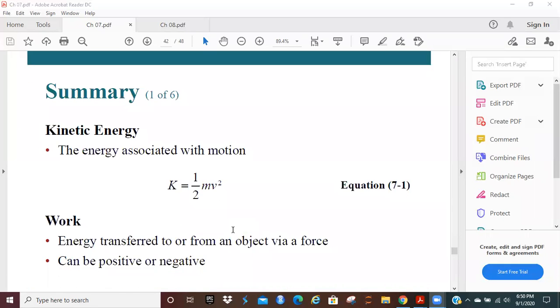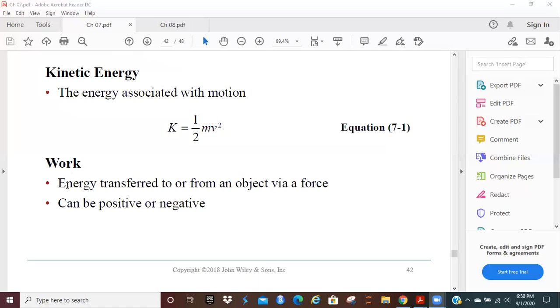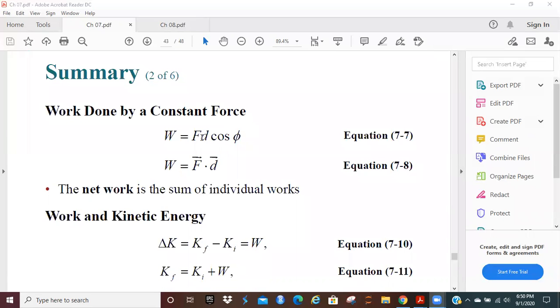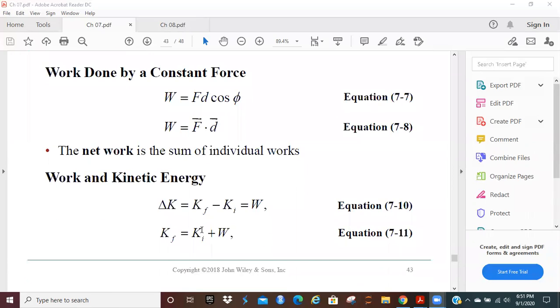All right. So the summary for this particular chapter is kinetic energy. It's represented by that. Work is going to be energy transferred to or from an object via a force, and it can be positive or negative. Work done by a constant force is going to be the force times the displacement times the cosine of phi. And then you've got force dot displacement, and the net work is the sum of the individual works.